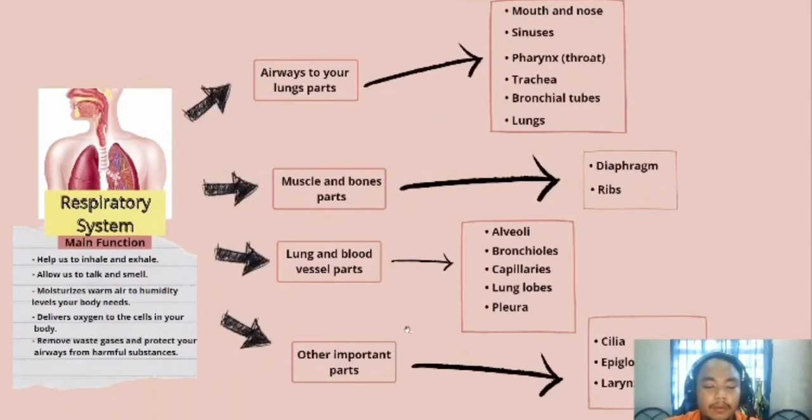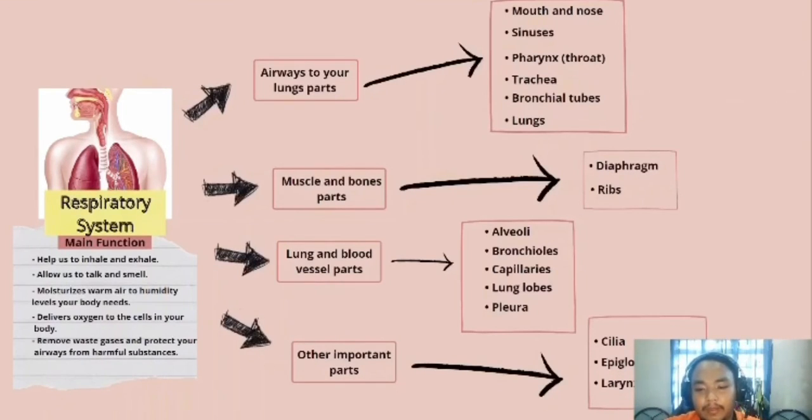And then we go to the last part, which is other important parts. We can see that we have 3 parts. The first is cilia. Cilia are tiny hairs that remove and filter dust and other irritants out of our airways. And then we have the epiglottis, which is a tissue flap at the entrance of our trachea that makes our food go down when we swallow, and also protects our airway from food coming in.